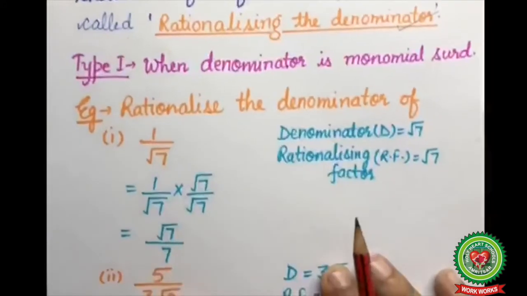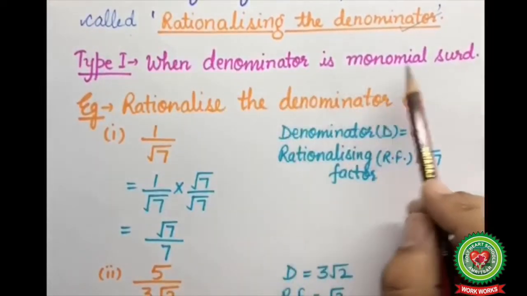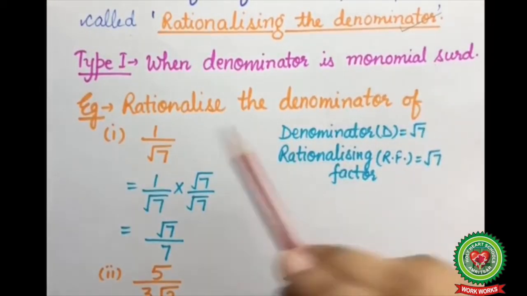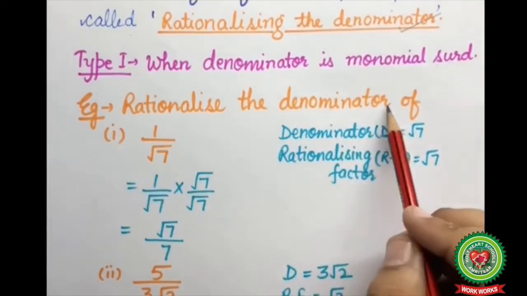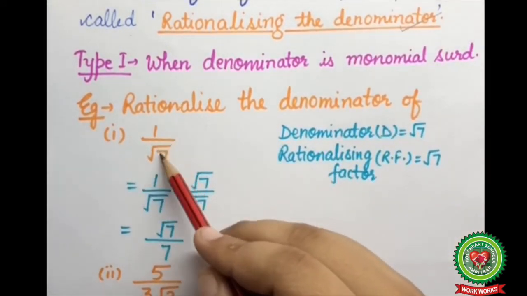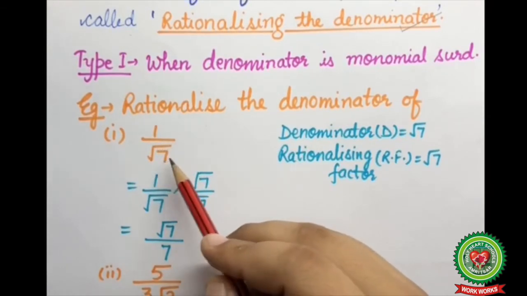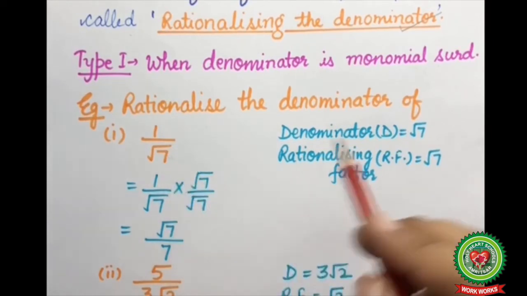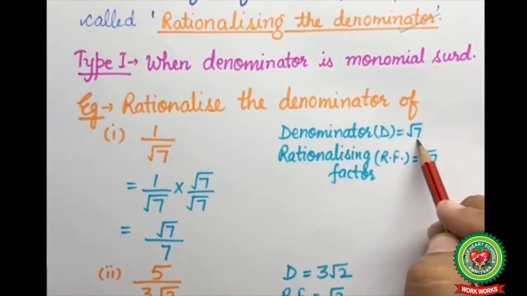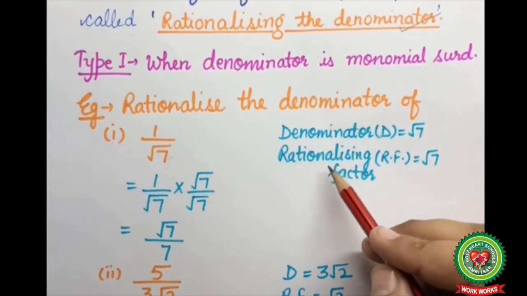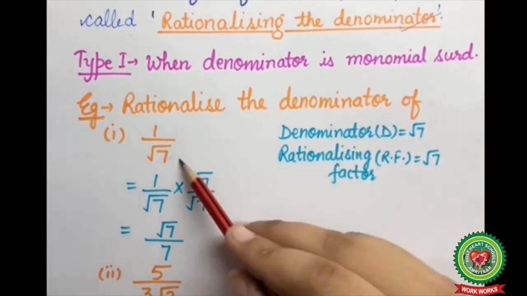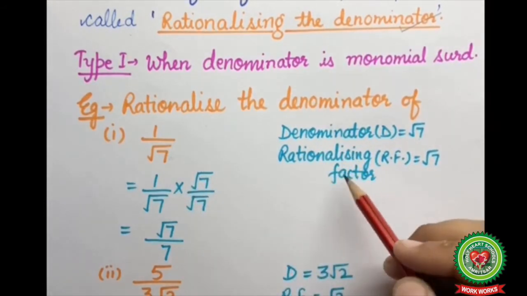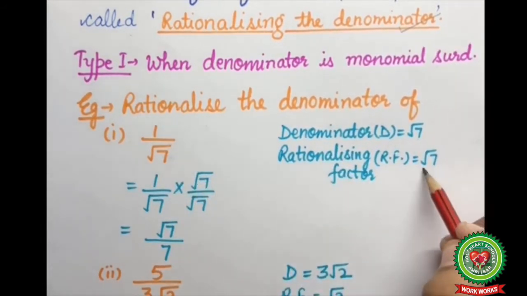Type 1 is when the denominator is a monomial surd. For example, rationalize the denominator of number 1: 1 upon under root 7. Now if we see in this statement, the denominator is containing a surd term, so we need to do the rationalization. We have under root 7 in the denominator. We have already discussed the rationalizing factor or the conjugate pairs of the surds. So what will be the rationalizing factor of under root 7? It will be under root 7.